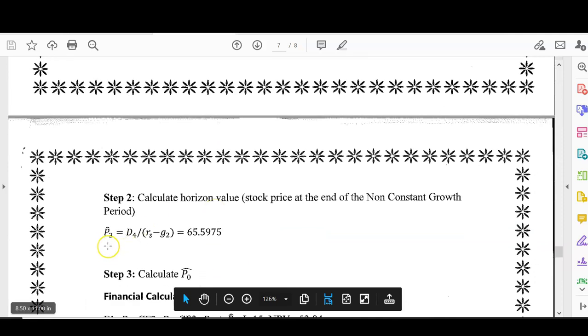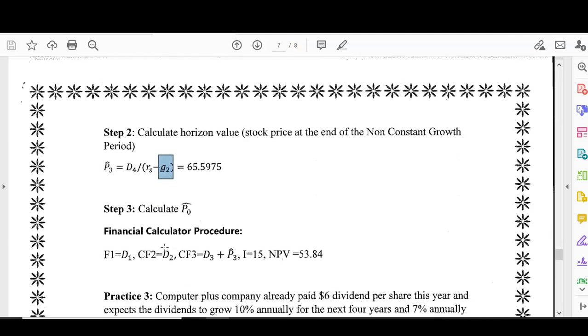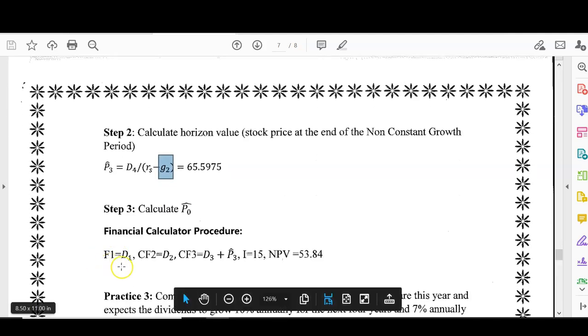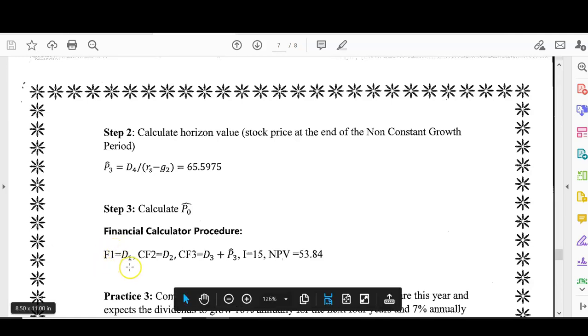Horizon value P3 equals D4 over RS minus G2. Again, in the second stage, we use G2. For P0 inputs, cash flow 1 should be D1, cash flow 2 is D2, and cash flow 3 is D3 plus P3. I, the stock return, is 15. Compute NPV. We have 53.84 as the stock price.